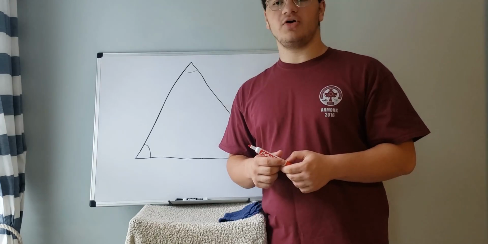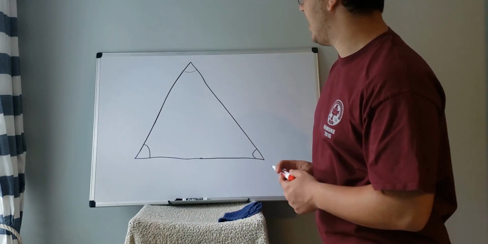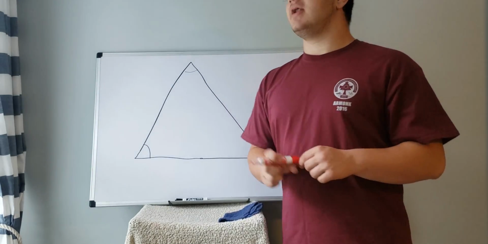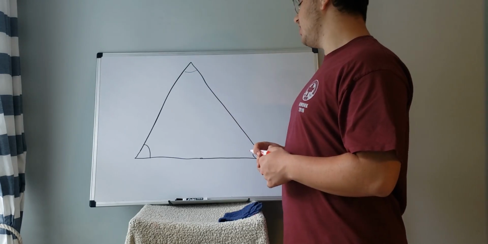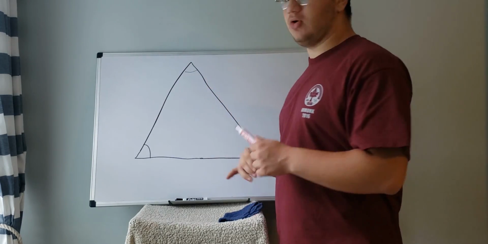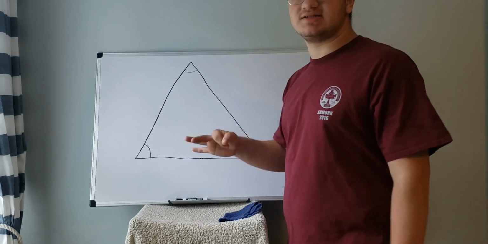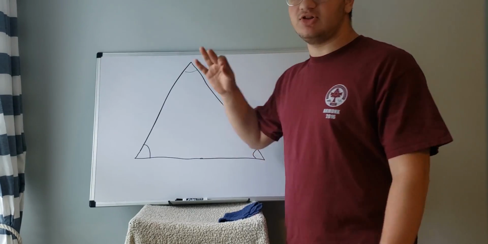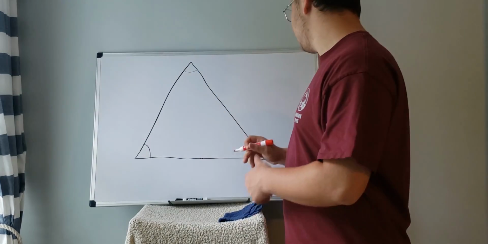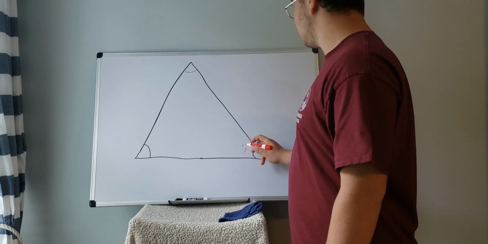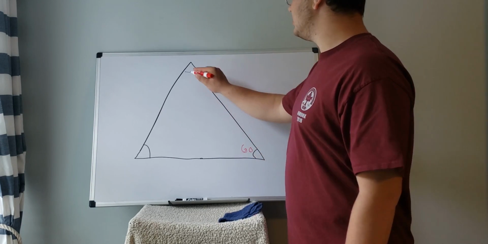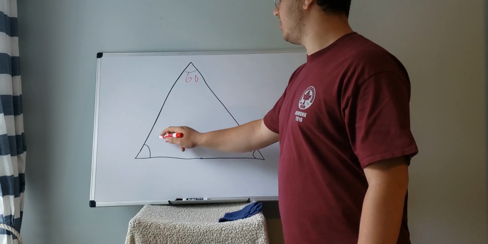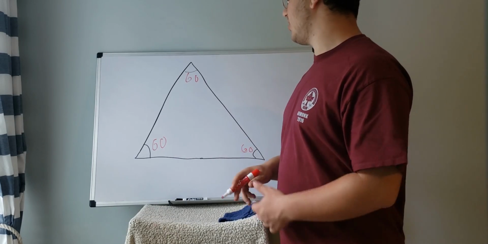Okay guys, so on our second example, we have an isosceles triangle. Now, isosceles, right, it's all the same angle. All three angles in an isosceles triangle are the same number, 60 degrees, right? So here we have a 60, 60, and then another 60, okay?